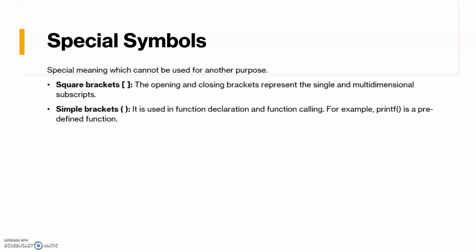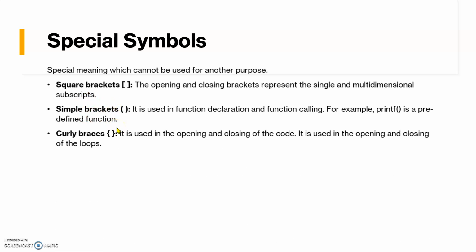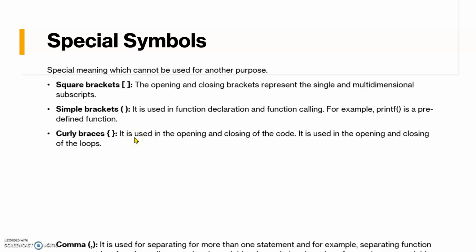Next one is parenthesis, which are normally called simple brackets. These can be used for function declaration or function calling. Normally we have used the printf statement, where we have used these. So these have their own special meaning. Next one is curly braces, which are also called flower braces. These are used to group a set of statements into one block, and to mention the opening and closing of the code we can use these curly braces.